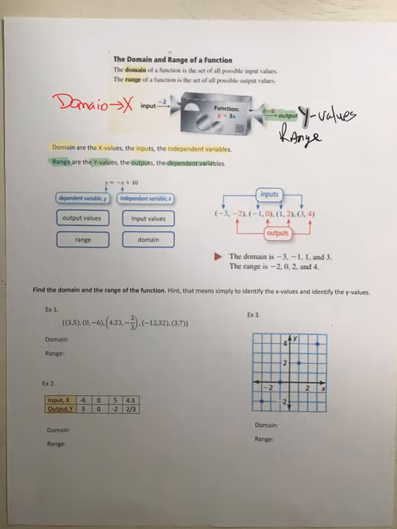So the domain are the X values which go into the machine, and the Y values are the outputs, and that's what's coming out of the machine, and that's called the range.